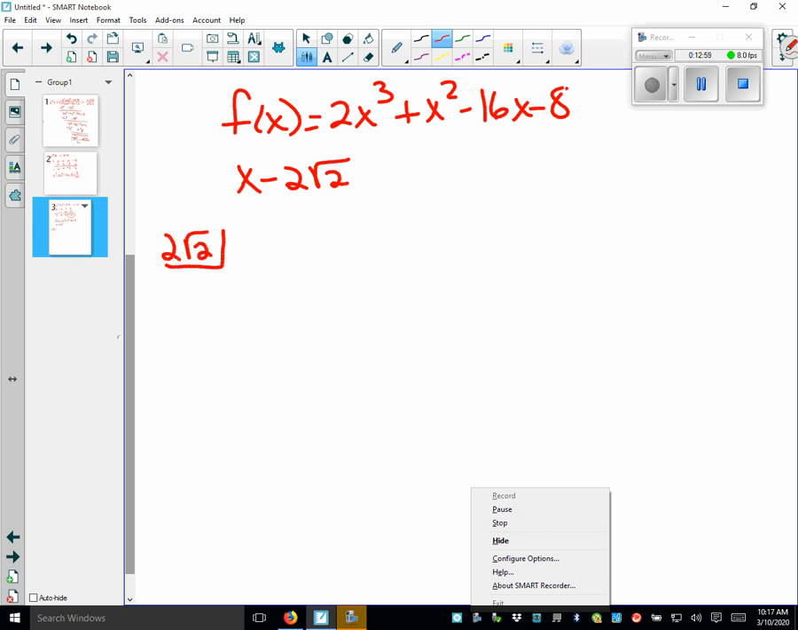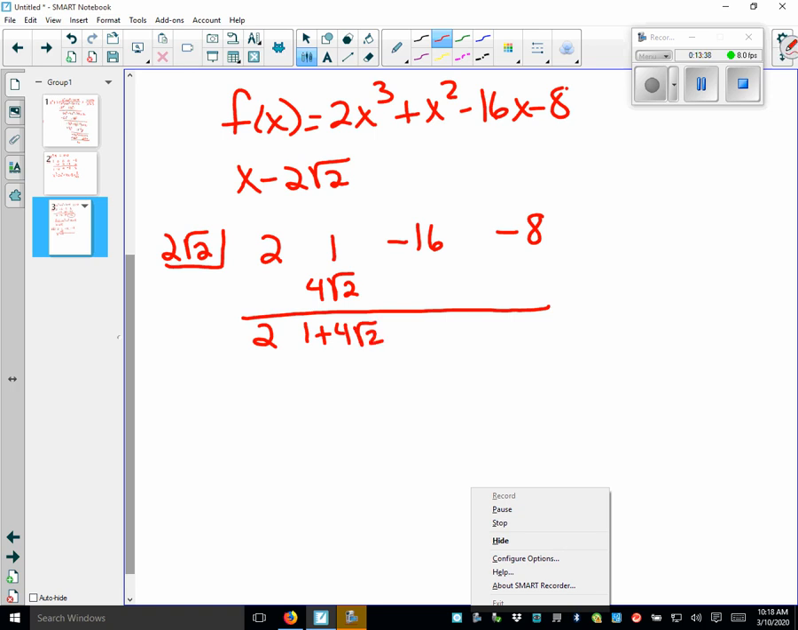Two radical two. My numbers are 2, 1, negative 16, negative 8, right? Bring the two down. Multiply these and I get 4 radical 2. You get 1 plus 4 radical 2. When I multiply this by this, don't I get 2 radical 2 plus 16?